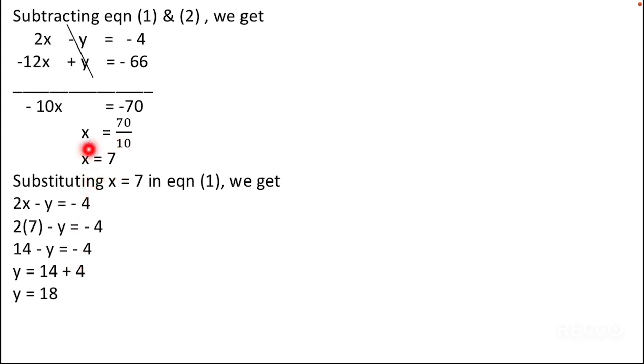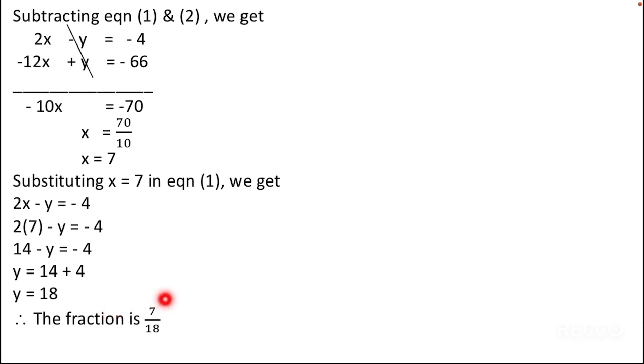Now if you remember, in the first line we had taken our assumption, that was the fraction we had taken as x upon y. So now we got the value of x and y. So what is our fraction? Our fraction is 7 upon 18. So you can see our fraction is 7 upon 18.